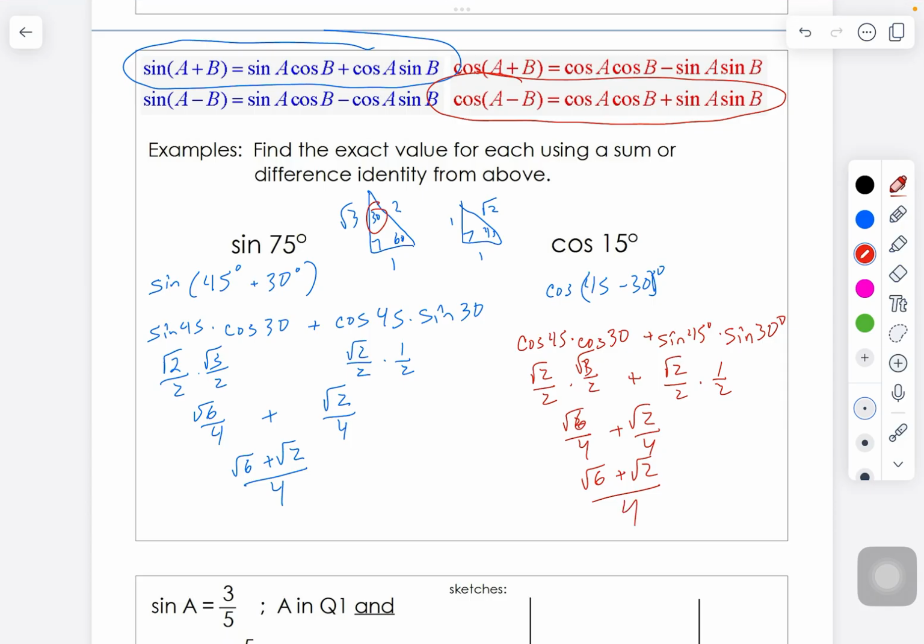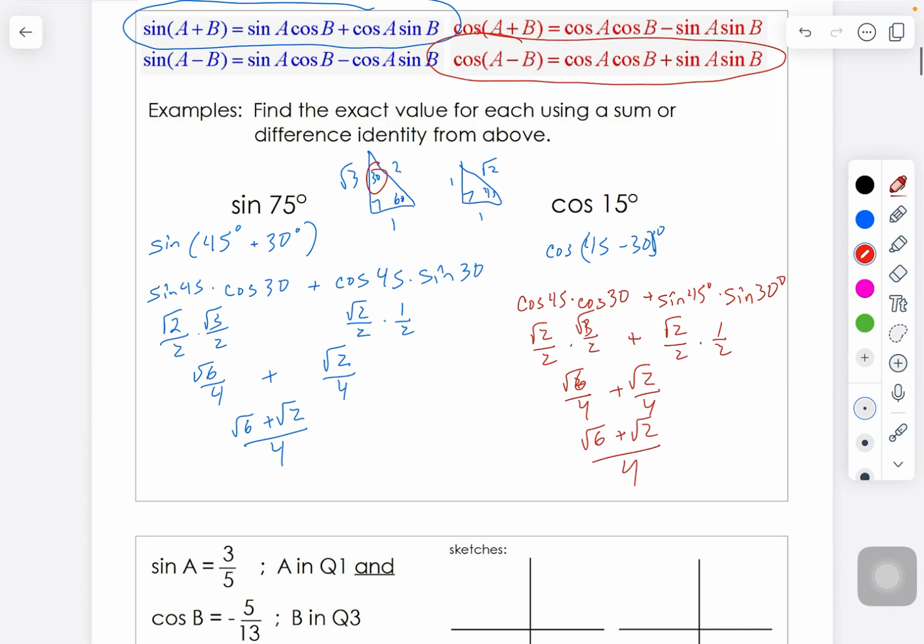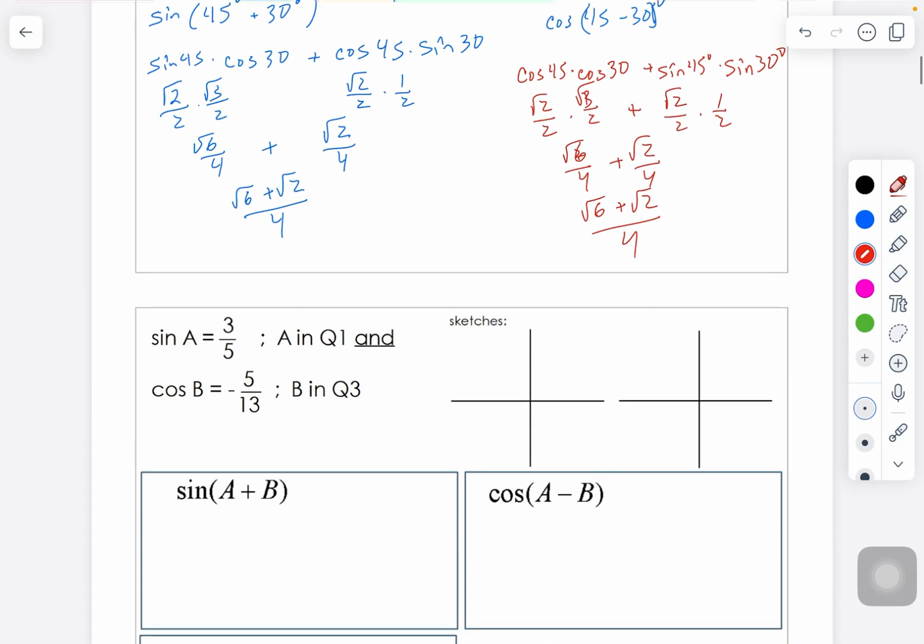Okay, now here, what I'm going to give you is two sine ratios and a cosine ratio of angle A and angle B. Angle A is in the first quadrant, so what that means is I'll use this little shape over here. So the sine of angle A is going to be in the first quadrant such that the y value is going to be 3, the hypotenuse is going to be 5, and my x value is going to be 4. That's just a 3, 4, 5 triangle.